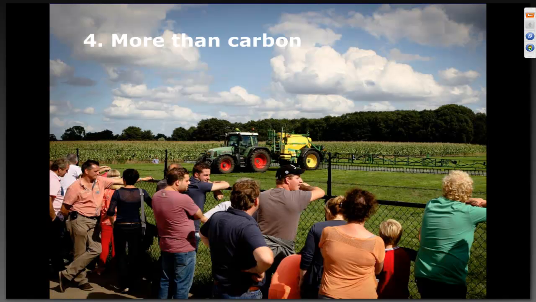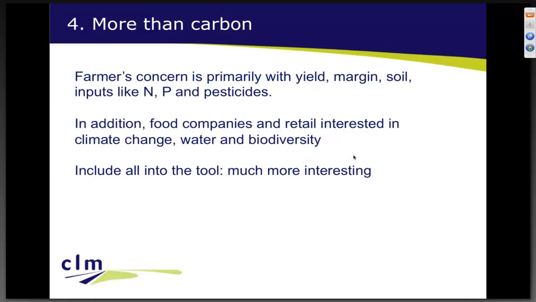More than carbon. Here's a machine spraying, of course, because what farmers are interested in is yield, margin, soil inputs like nitrogen, phosphates and pesticides. That's the stuff the farmer works with. That's the first thing he looks at. And the food companies are asking for climate change, water and biodiversity. Now for a farmer, climate change, greenhouse gas emissions are really not his concern. And biodiversity is only if he's interested. It is his concern, but he's generally not aware, and it's very difficult.